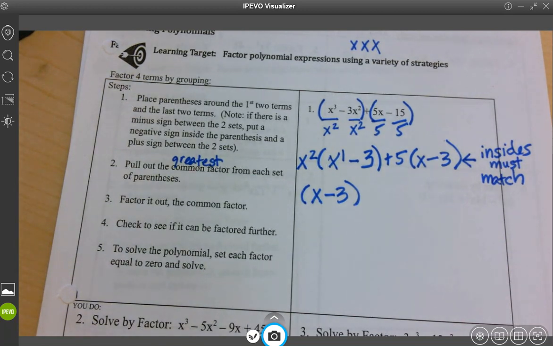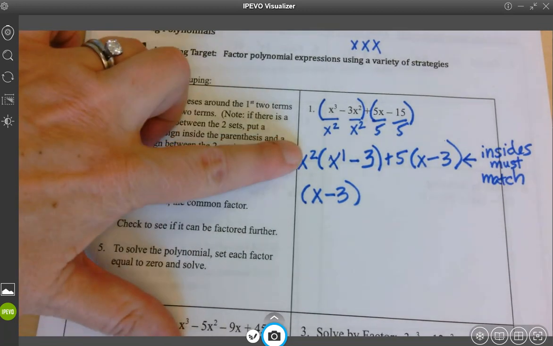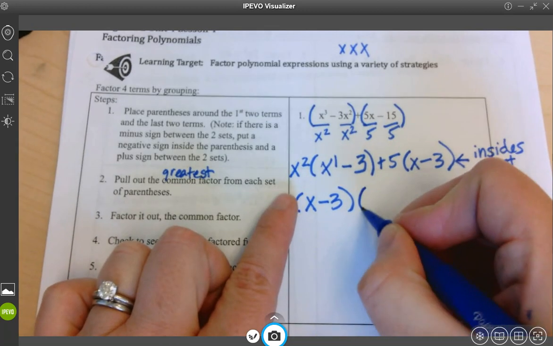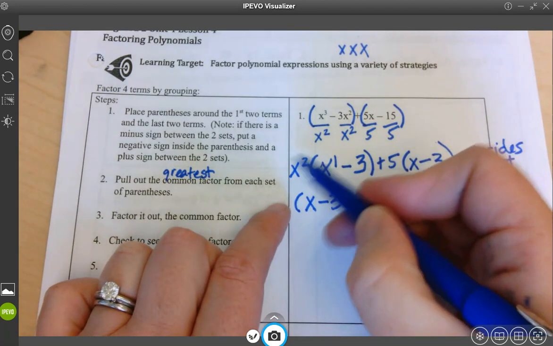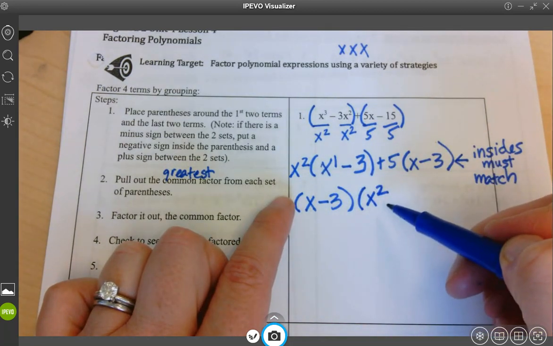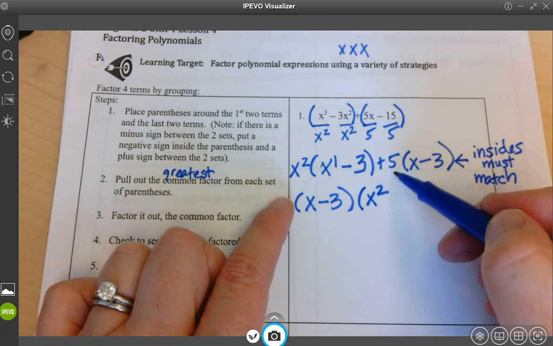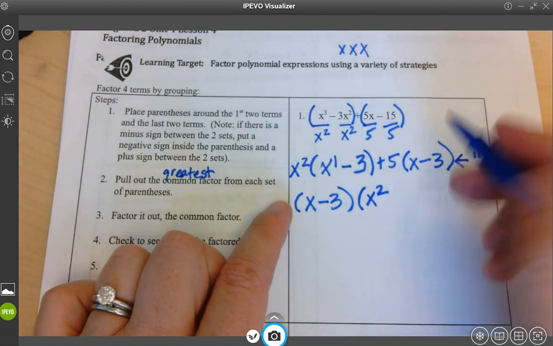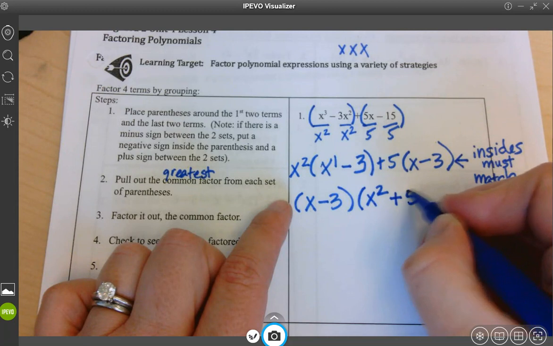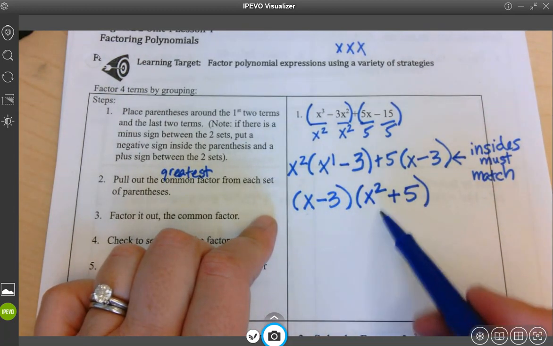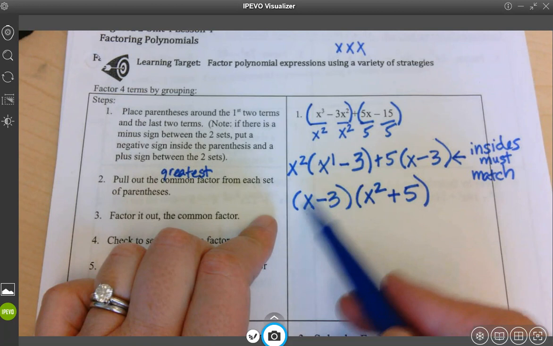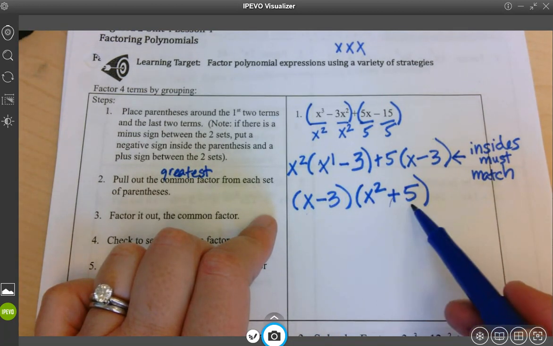And x minus 3 is being multiplied by 2 different things. What's one thing that I'm multiplying x minus 3 by? X squared. Is she right? Is it x squared? It's right here, right? So x minus 3 is being multiplied by x squared here. And x minus 3 is also being multiplied by 5. And that's how we can show it. All right, x minus 3 times x squared, x minus 3 times 5.